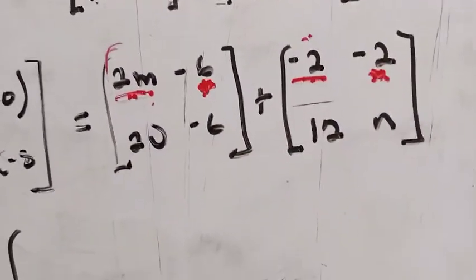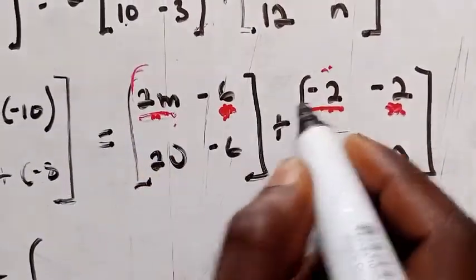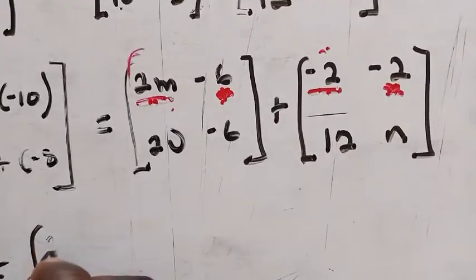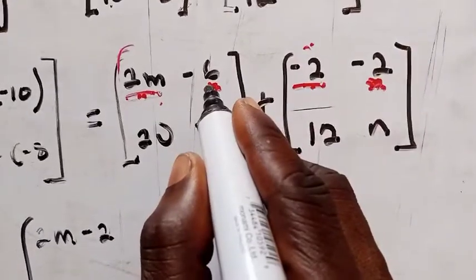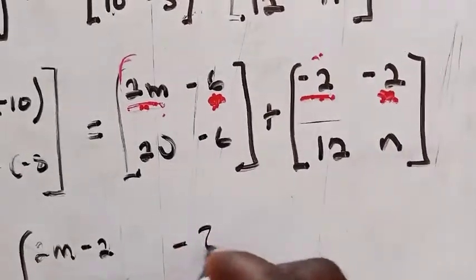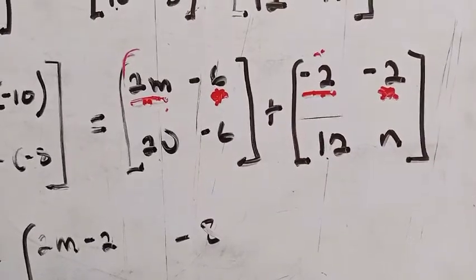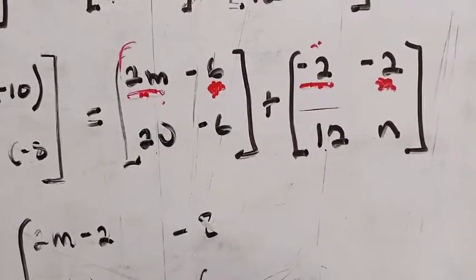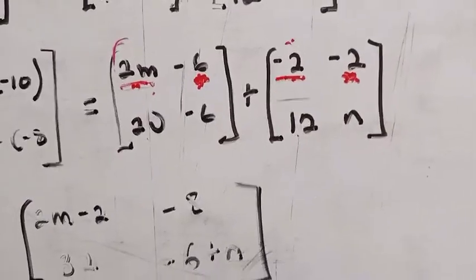So this law applies to the addition and the subtraction. So we have a 2m here plus negative 2, right? So that should be 2m minus 2. That should be the answer, right? Here we have a negative 6 and then plus negative 2. That should be negative 8, right? You have 20 and then plus 12 here. That should be 32, right? So you have a 32 here, and then this one plus 1. That should be negative 6 plus n, right? So this is what we are having.